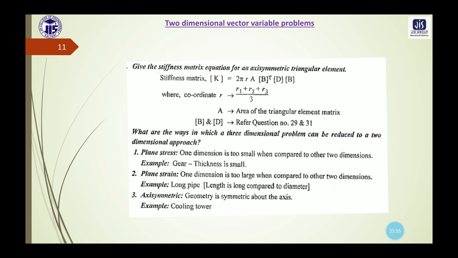So these are the ways in which a three-dimensional problem can be reduced to a two-dimensional approach. That means we are neglecting the dimension which is comparatively smaller than the other two dimensions. In case of the gear, we have neglected the thickness which is small. In case of the long pipe, the length is long compared to the diameter. And in case of the cooling tower, that is the axisymmetric case, the geometry is symmetric about the axis.